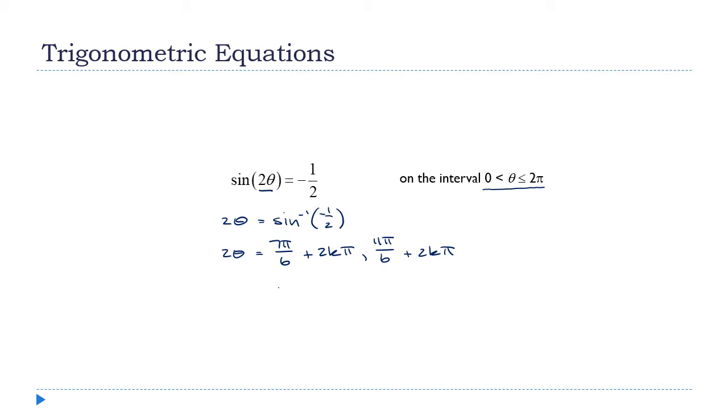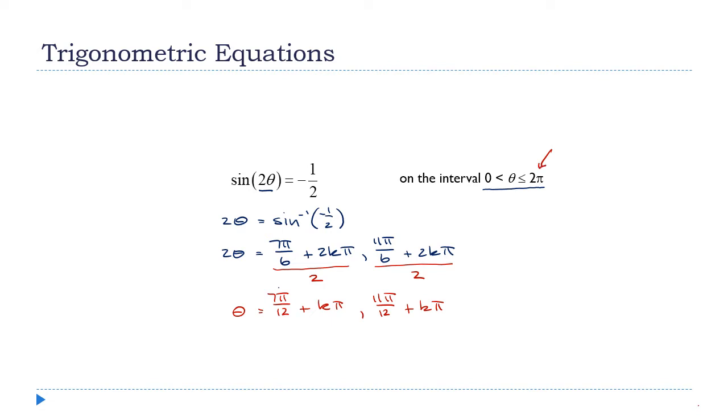Divide both sides by 2, and I get theta equals, now when I divide by 2, I have to divide everything by 2, including the 2k pi. So this becomes theta equals 7 pi over 12 plus k pi, comma, 11 pi over 12 plus k pi. Now I need to put numbers in there for k. I'm going to put 0, 1, 2, 3, and keep generating numbers until I get up to 2 pi, and at that point I'm going to stop.